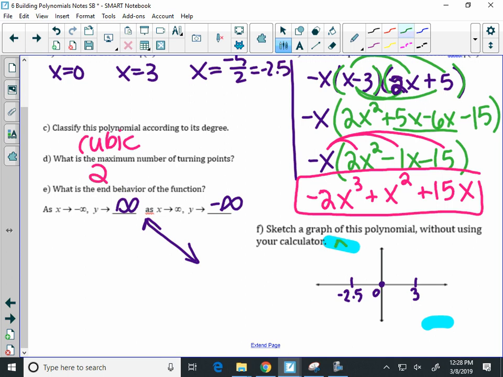Now, do any of these have a multiplicity other than 1? No, so they're not going to curve through, they're just going to cut straight through the graph. As I start high here, I can cut straight through this root at negative 2.5. I'm going to turn and come back up through the root at 0, and then I have to come down through the root at 3. That does look like a cubic graph with a negative trend. That's your sketch of your cubic. You can decide how high up you want the turns. Okay. Flip your paper over.